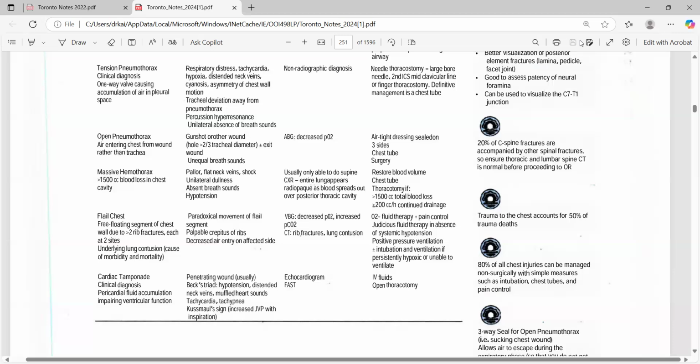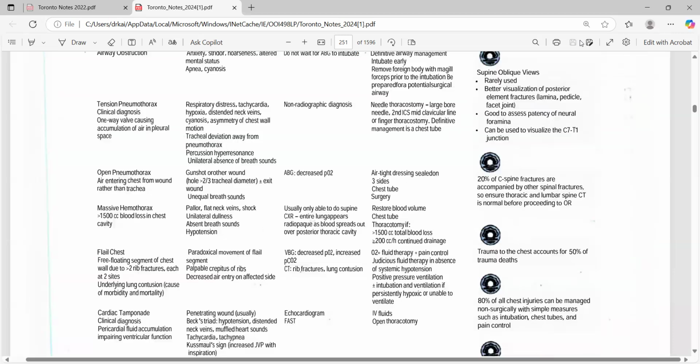Then cardiac tamponade is basically a clinical diagnosis. They write it down here, the clinical diagnosis. In that case, we are not going to do echo, FAST, nothing at all. This is basically a clinical diagnosis. Pericardial fluid accumulation, so we are going to check for Beck's triad. So IV fluid, open thoracotomy. Even if this is a clinical diagnosis and you do any investigation, especially in the emergency department, you will get 0.